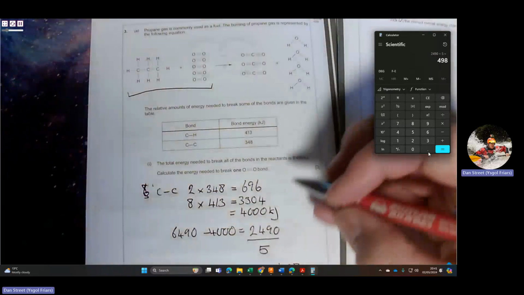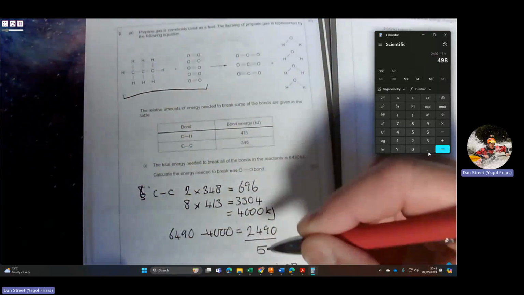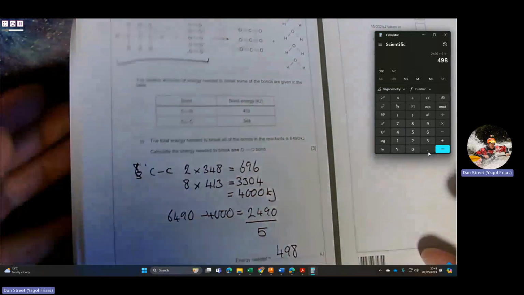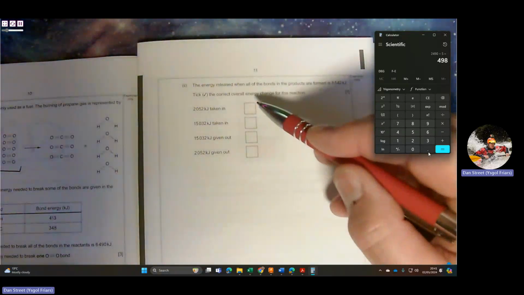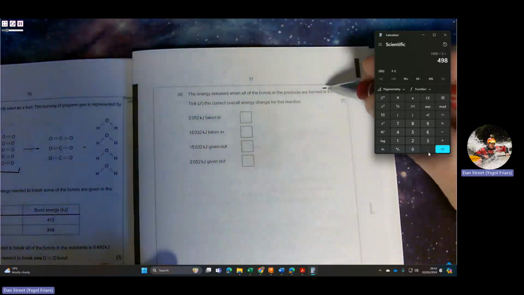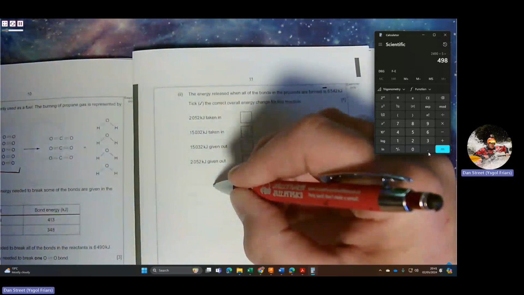And all these values, we can consider them to be positive because it's energy going into the system in order to break bonds. Okay, so those are all positive values. The energy released when all the bonds in the product are formed is 8542. Take the correct overall energy change for this reaction. Now this value here is considered to be negative because this is lost from the molecules and released into the surroundings. Okay, so it's the energy that we can measure as an increase in temperature.